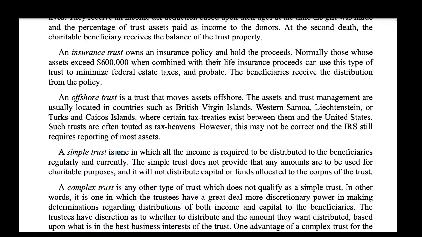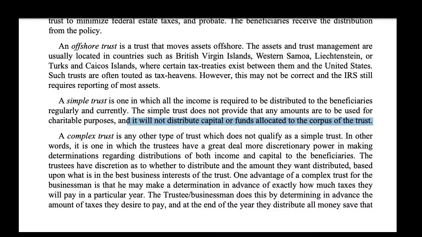A simple trust is one in which the income is required to be distributed to the beneficiaries regularly and currently. The simple trust does not provide that any amounts are to be used for charitable purposes, and it will not distribute capital or funds allocated to the corpus of the trust. A complex trust is any other type of trust, which does not qualify as a simple trust. So, a simple trust is required to be distributed to the beneficiaries regularly and currently. It does not provide for amounts to be used for charitable purposes and will not distribute capital or funds allocated to the corpus. But a complex trust is any other type.